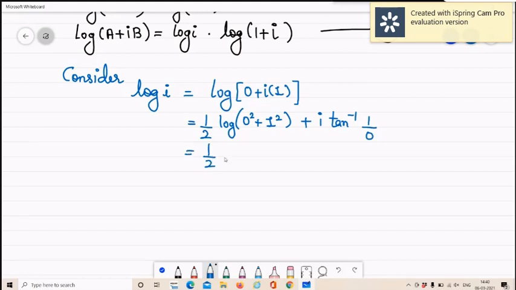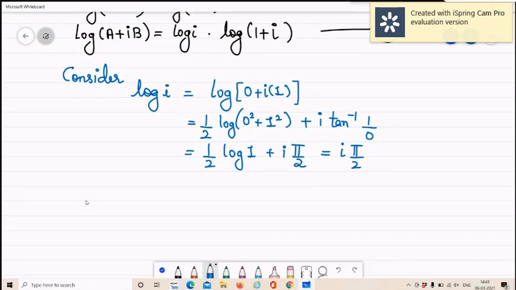So here what do I get? Here I get log 1. And here we have tan inverse of infinity, that is pi by 2. So what is the answer for log i? Log i is i into pi by 2. Have we done log i before? Yes, we have done it in one of the sums where we were trying to find out what is log i.